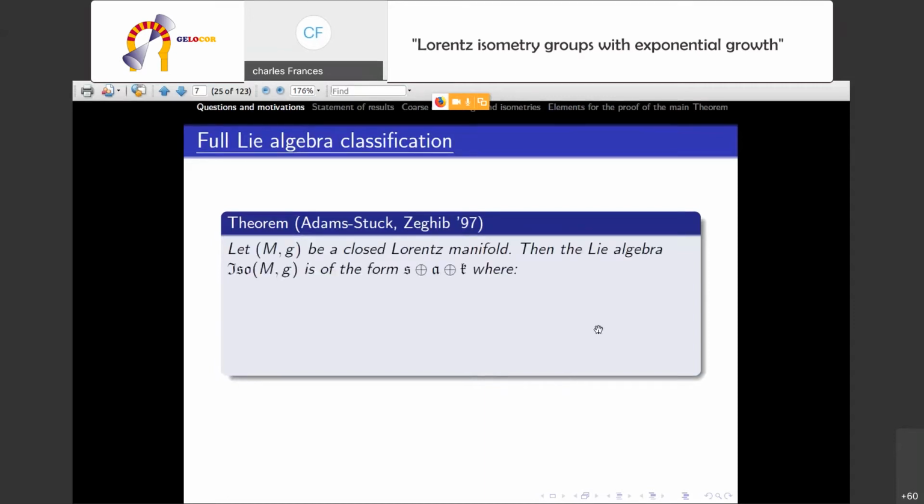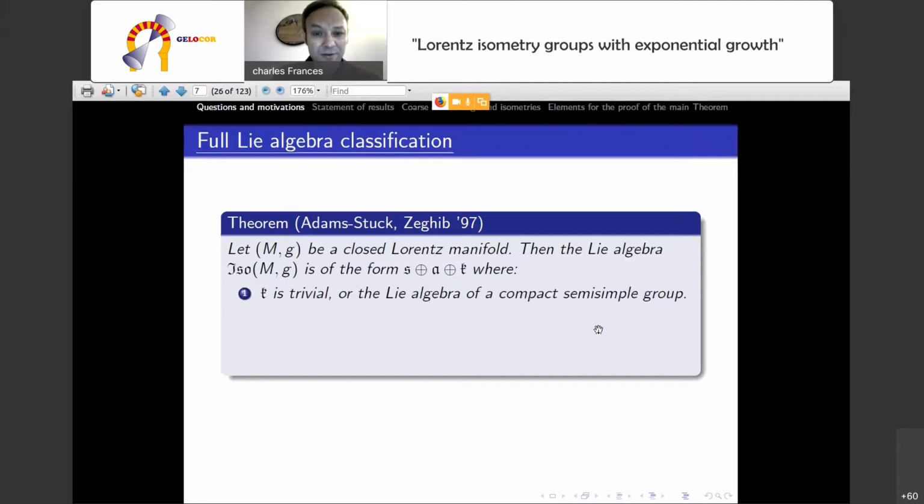Okay, so the manifold is still closed. And the Lie algebra has the following form. So it's a sum of three factors. The right-hand side factor K is either trivial or the Lie algebra of a compact semi-simple group. For instance, I don't know, O3. The factor A is an abelian algebra. That may be trivial too.